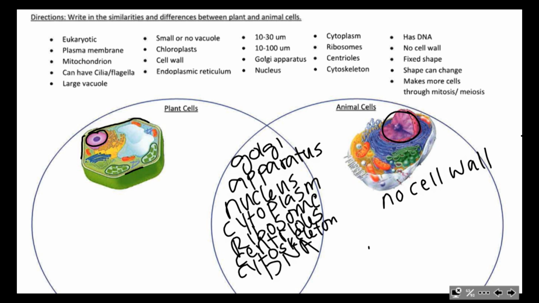Okay, so we have a fixed shape. The fixed shape is going to go under plant cells. Once that cell wall is established, it can't really change the shape of the cell at all. So that's why they always look so geometric, like a square or a rectangle or an octagon. Once that cell wall is established, the cell doesn't change shape anymore. Okay? So then the next one is the shape can change. Well, that's the animal cell.